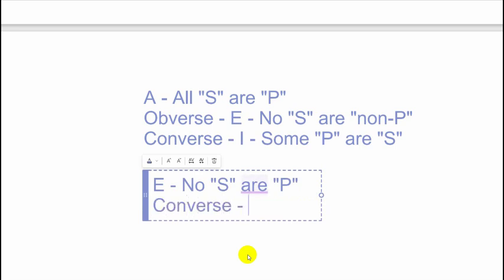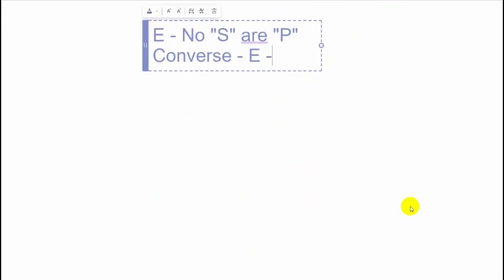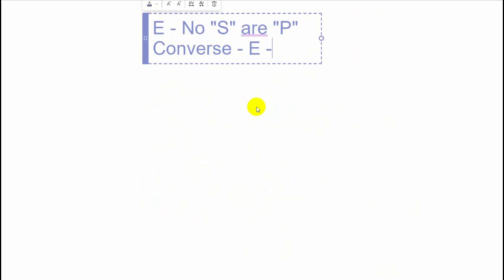Converse of E is E itself. We saw that earlier. Now, in converse, we replace the subject and predicate. So, P, R, S. First we write this. And the second rule was replace E with E. So, no SRP and no PRS. They mean the same. There is no change in its meaning.